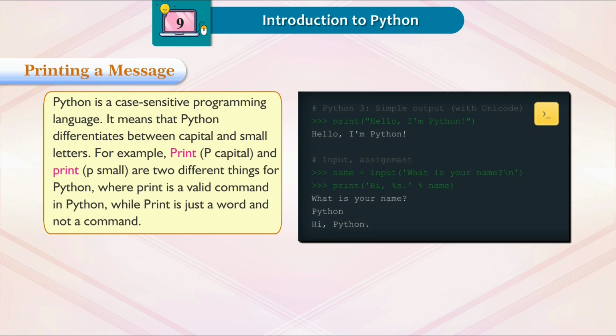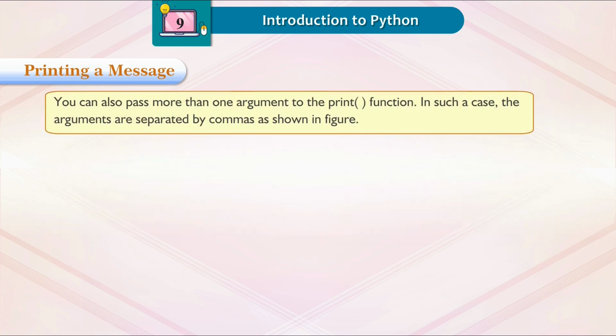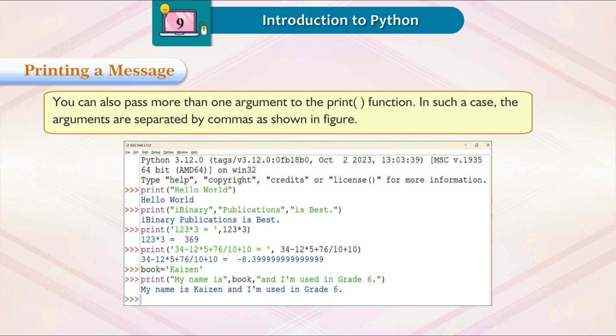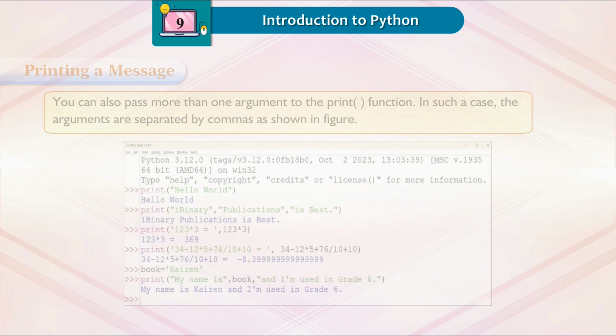Python is a case-sensitive programming language. It means that Python differentiates between capital and small letters. For example, Print with a capital P and print with a small p are two different things for Python, where print is a valid command in Python, while Print is just a word and not a command. You can also pass more than one argument to the print function. In such a case, the arguments are separated by commas as shown in the figure.